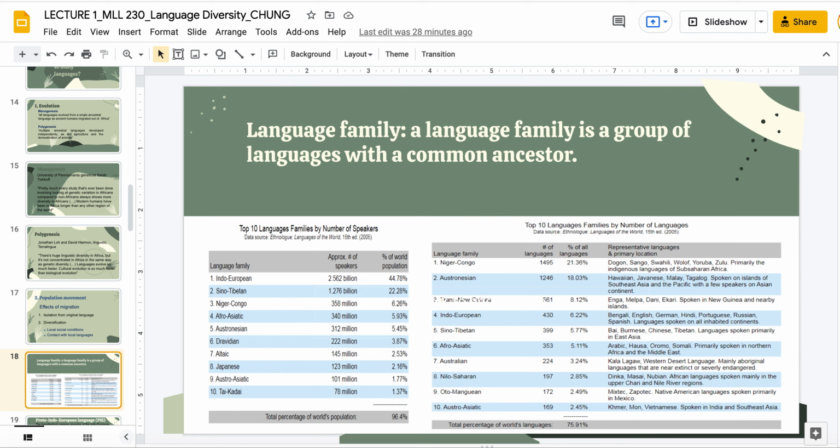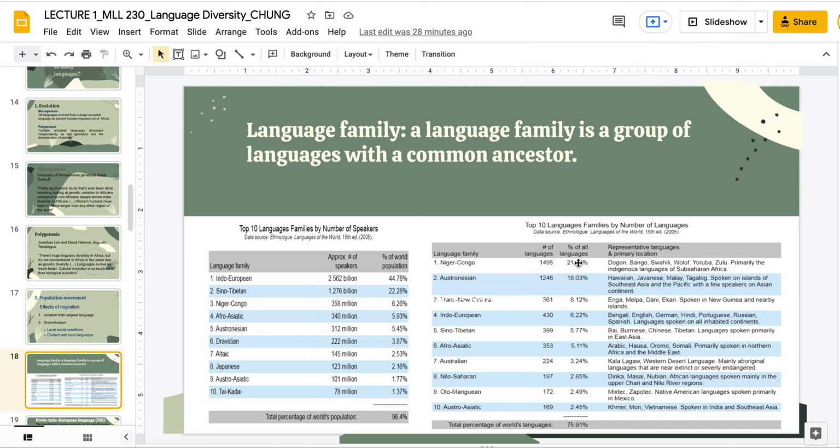But if you look at not only the speakers, but also the number of languages within this family, you'll notice a different trend. For example, like we said, Africa hosts one of the most diverse places, and you'll see that Niger-Congo has a lot of different languages that it represents, right? Dogon, Sango, Swahili, Wolof, Yoruba, Zulu, right? And the indigenous languages of sub-Saharan Africa.